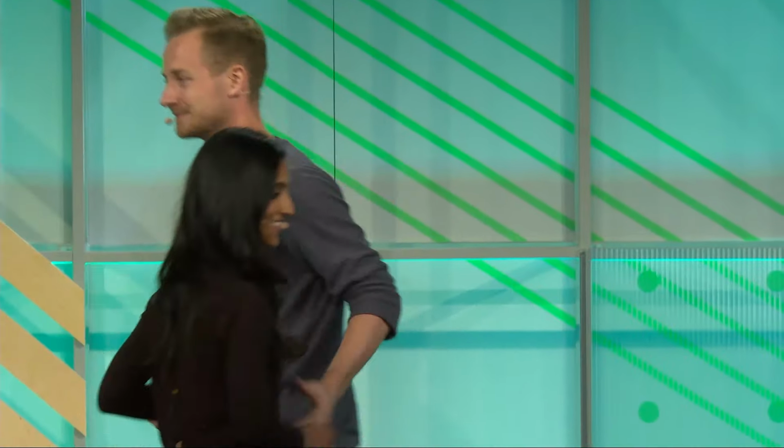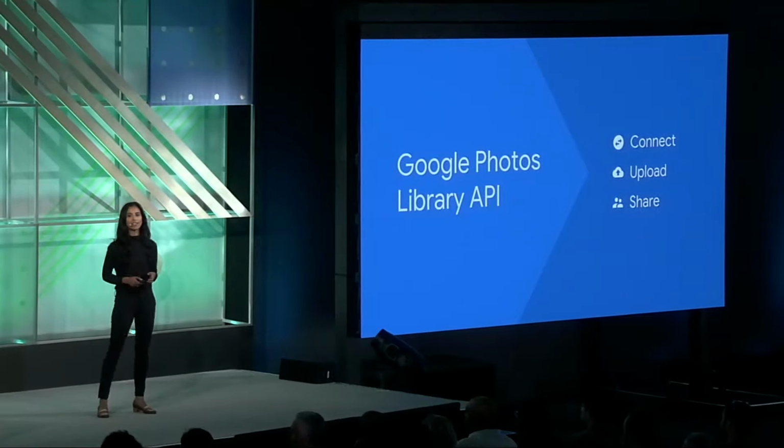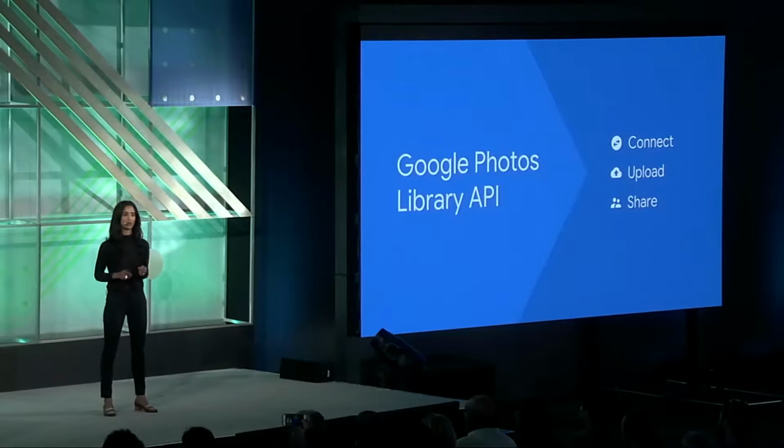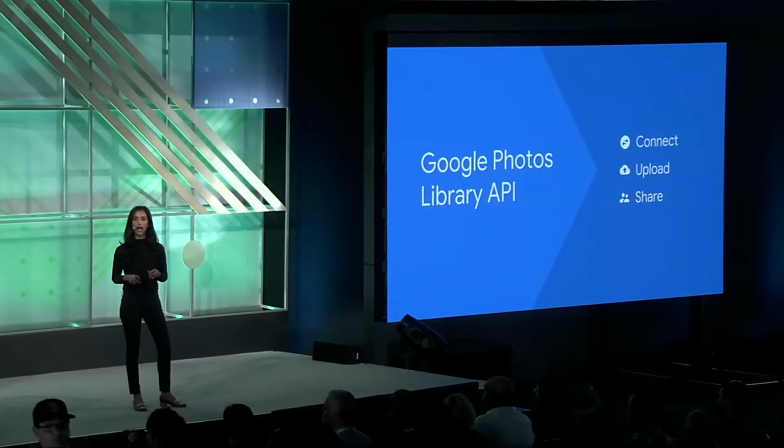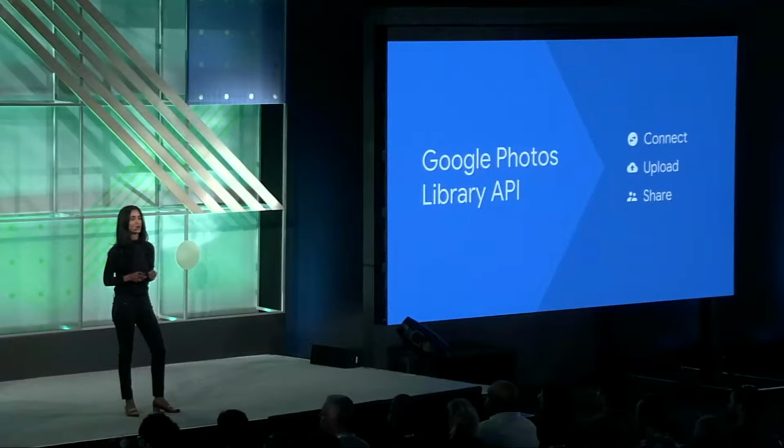Thank you, Ben. All right. Now I'm going to show you how you can use the API to build more engaging experiences for your users. There are 3 main functionalities that the API enables. The first is that it will allow your users to access their library of photos in your products. The second is that you will be able to upload photos to a user's Google Photos library. And third, it will provide the infrastructure you need to enable sharing of photos within your apps. It goes without saying, but all of this requires explicit user consent.